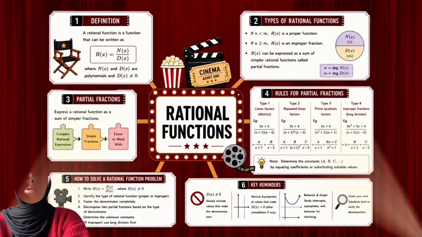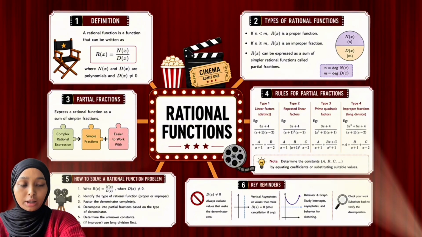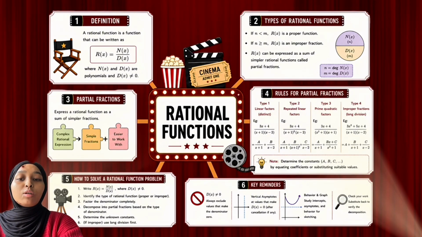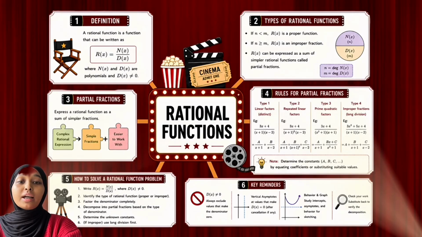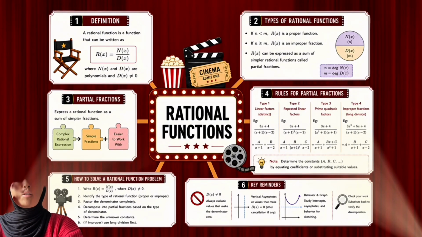After that, we determine the unknown constants. For an improper function, long division must be completed before decomposition. There are also several important reminders. Any value that makes the denominator 0 must be excluded from the domain. This value may also help us identify a vertical asymptote. When sketching the graph, we should examine the intercepts, asymptotes, holes and general shape of the graph.